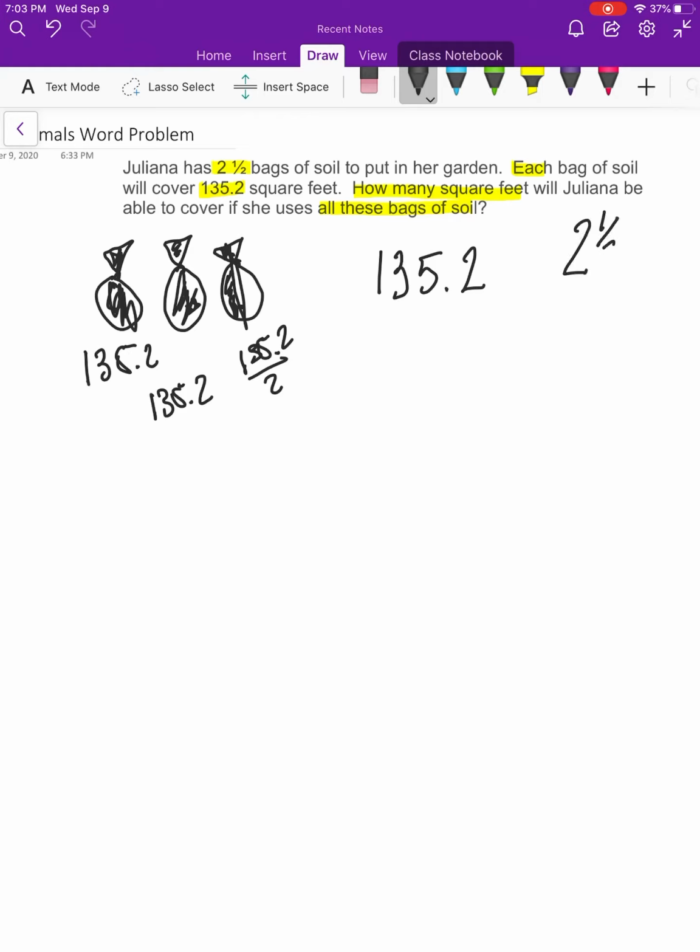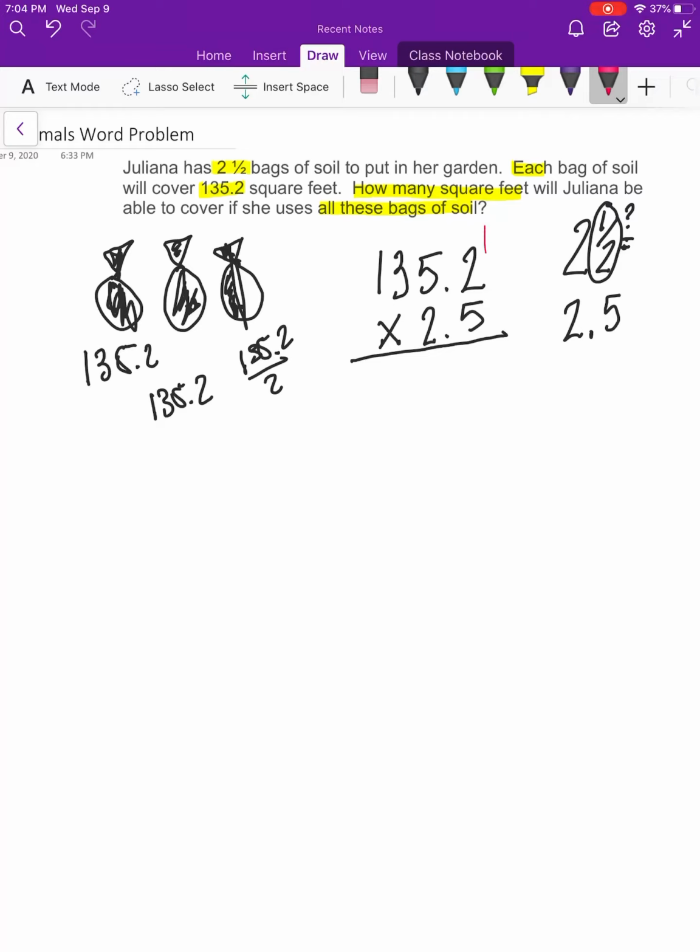So 2 1/2, what would that be as a decimal? I know 2 is a whole number. What would this 1/2 be as a decimal? Good. So 1/2 is 0.5. So I'm going to multiply 135.2 times 2.5.